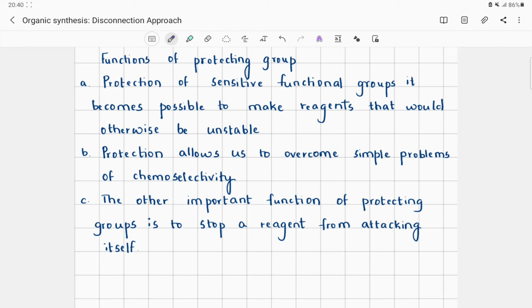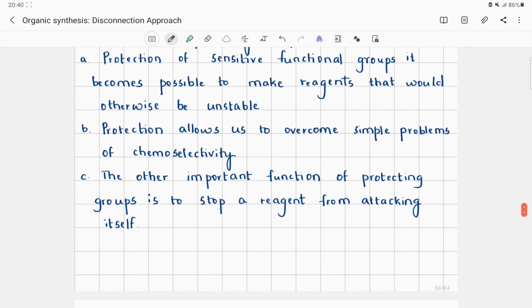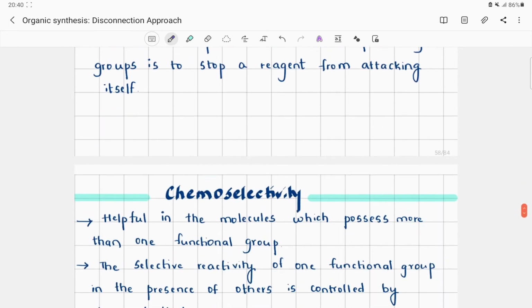The other important function of a protecting group is to stop the reagent from attacking itself. That means some of the reagents will do a self-attacking reaction, for example when you do an aldol condensation or a Cannizzaro reaction, there may be a self-condensation reaction. To avoid this, generally what we do is we use a protecting group. That means first the protecting group is introduced so that there is no attacking of the reagent on itself.